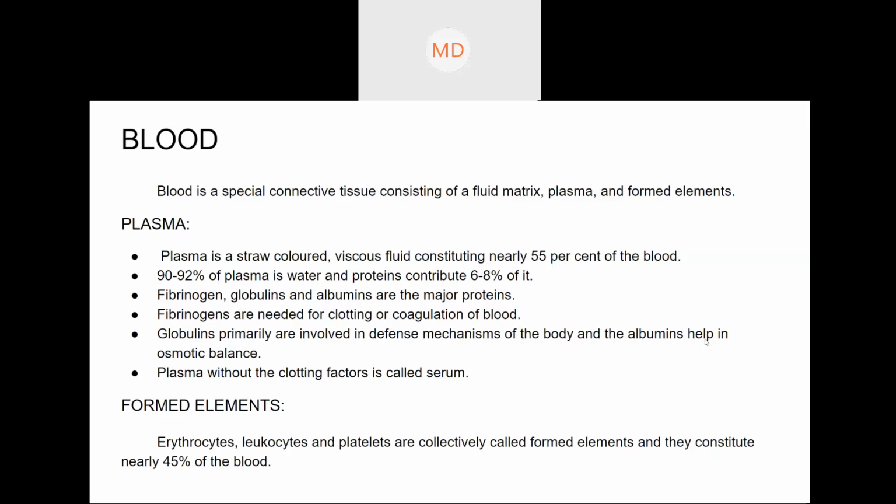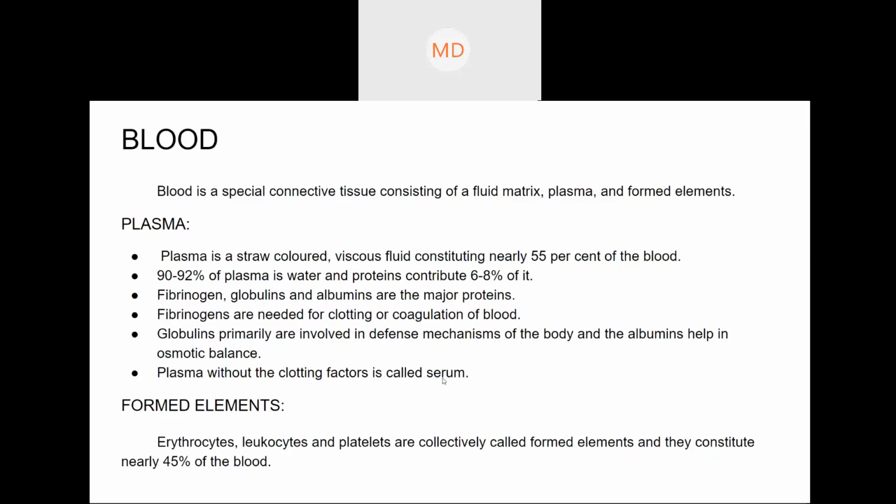Anyways, the plasma without the clotting factors is known as the serum. So plasma is the liquid part of the blood, and you just remember this point. Plasma is the liquid part of the blood, and it is a pale yellowish color. That is straw colored, you can also write. And 90 to 92% of plasma is water.